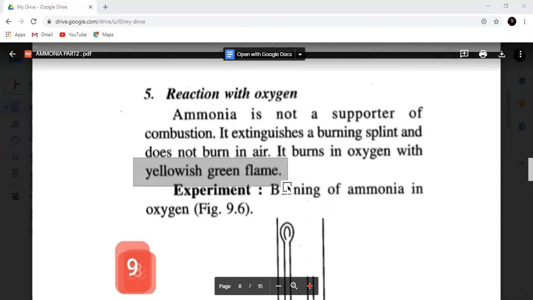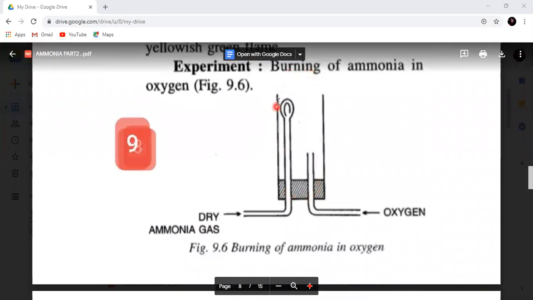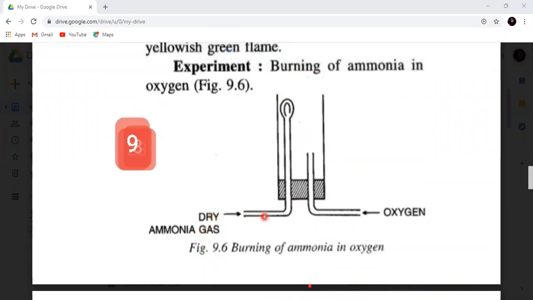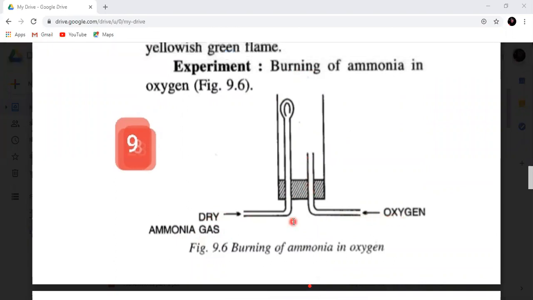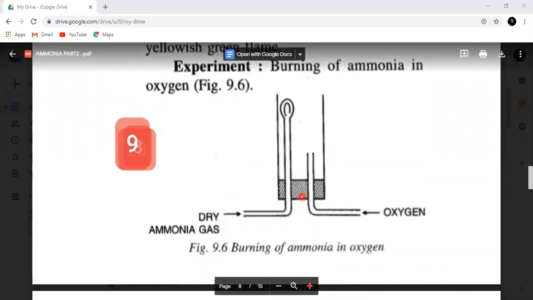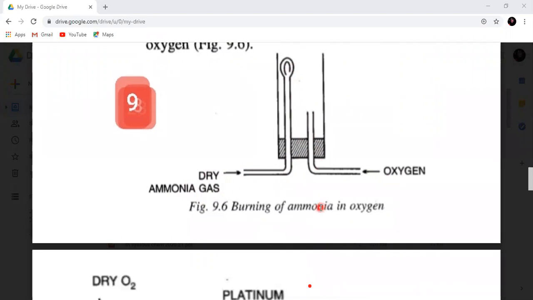That can be studied by this experiment, in which we study how the yellowish green flame is created. This is a test tube which is inverted. From one side, the dry ammonia gas is being injected. From the other side, the oxygen is entered. The setup of the dry ammonia gas is going to be up, meaning it is longer than the oxygen. What will happen in this one?